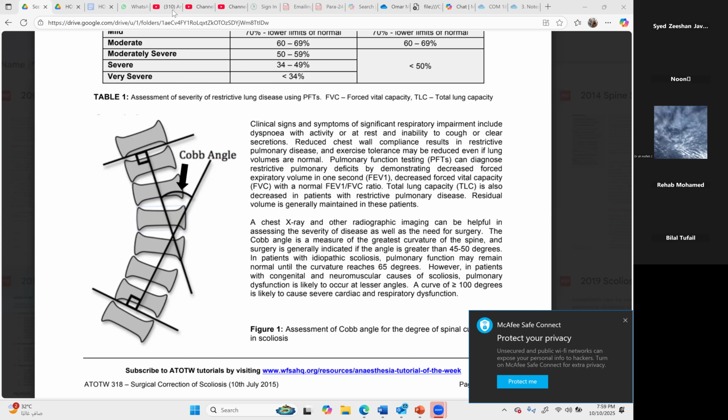Functional capacity, echo, use of tranexamic acid, very good. Okay, just a second.